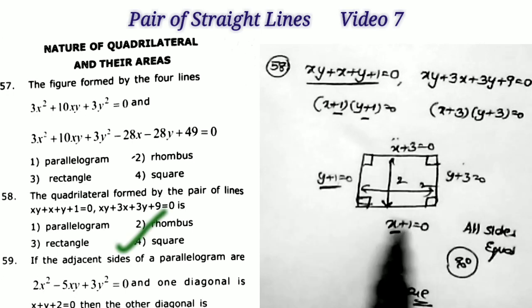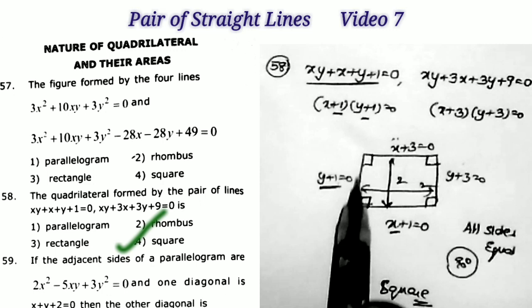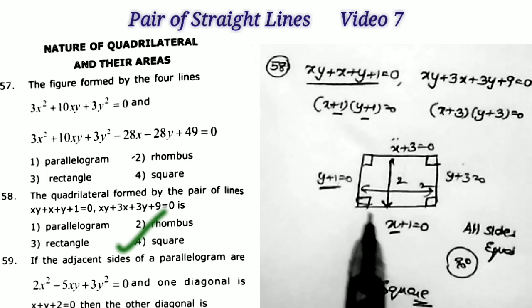Since every two adjacent sides are perpendicular to each other and all sides are equal, the given lines form a square, and that is the last option.